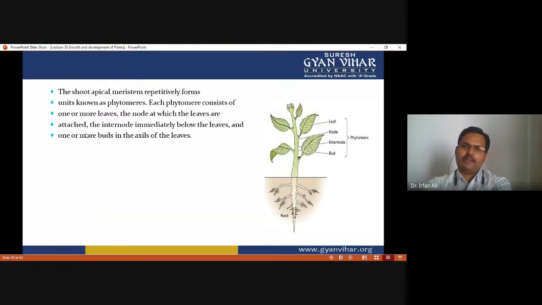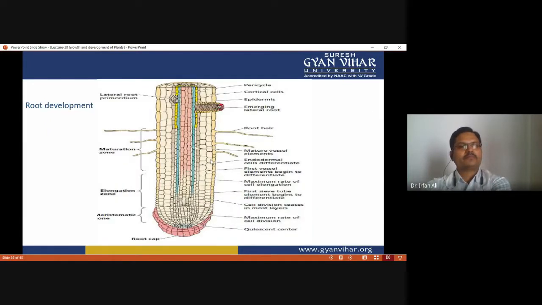So the shoot apical meristem repeatedly forms units known as phytomeres. This is a phytomere. It includes leaf, node, internode, and bud. Each phytomere consists of one or more leaves, the node at which the leaves are attached, the internode immediately below the leaves, and one or more buds in the axils of leaves. So this whole area is called a phytomere, and this figure shows the root development in the plant.